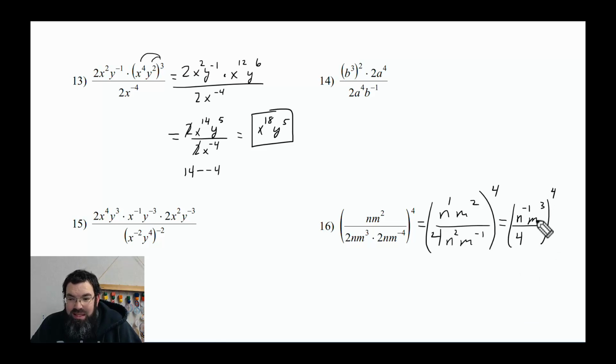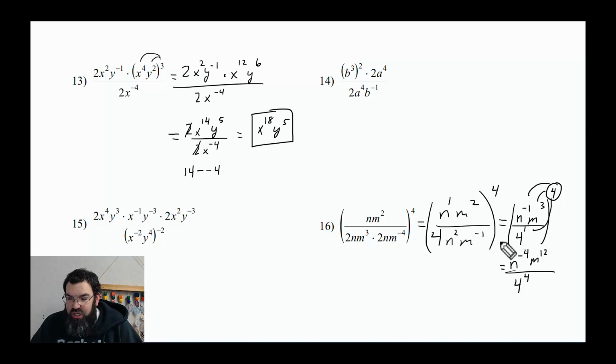So now, in the parentheses, I have nothing else that I can combine. N's and m's are by themselves. The 4 is by itself. And then I have this 4 up top. So I can take this 4, multiply, and then multiply with that 1. That gives me n to the negative 4, m to the 12 over 4 to the 4.